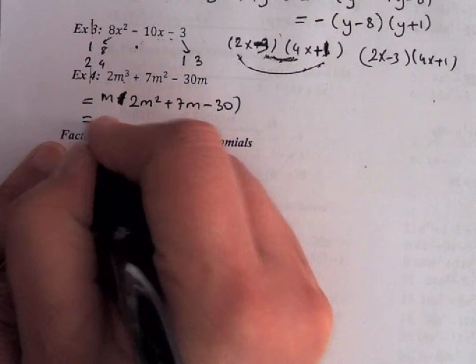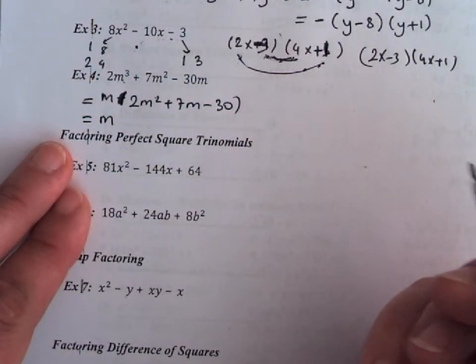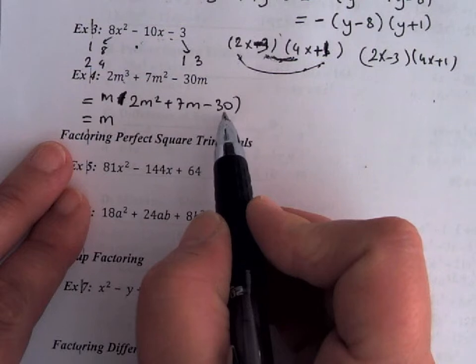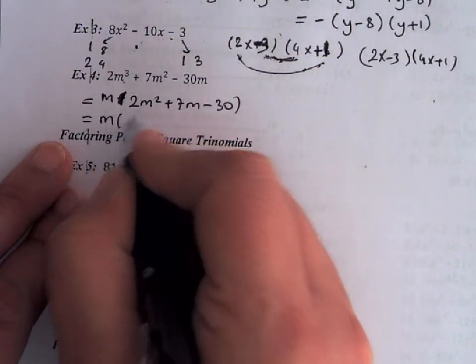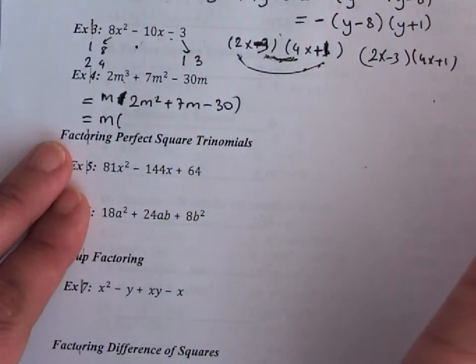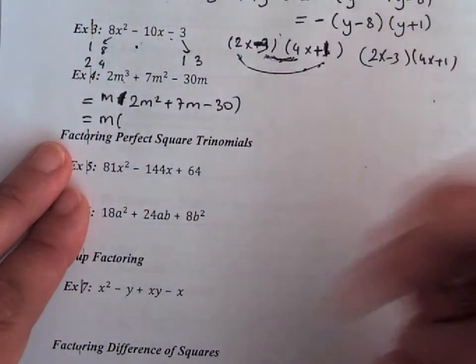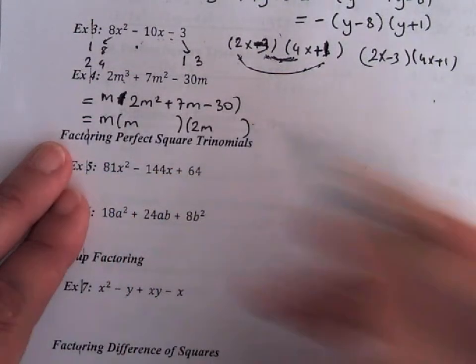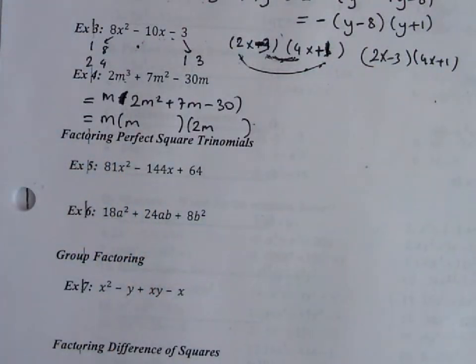Next, again, it's a trinomial. We look at the factors of the leading coefficient, and we also look at the factors of the constant at the end. For the factors of the leading coefficient, there is only one possible answer: m and 2m. Now let's look at the other numbers.